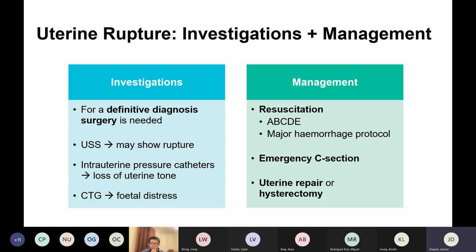C-section, yes. C-section and repair. So what you do, firstly, you resuscitate. So ABCD, because the woman is likely to be in shock and have lost some blood. So you resuscitate, you need to make sure everything in A, B, C, D order is okay. And then you might initiate major hemorrhage protocol.